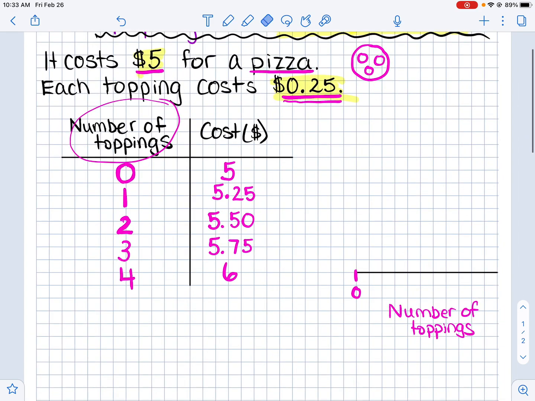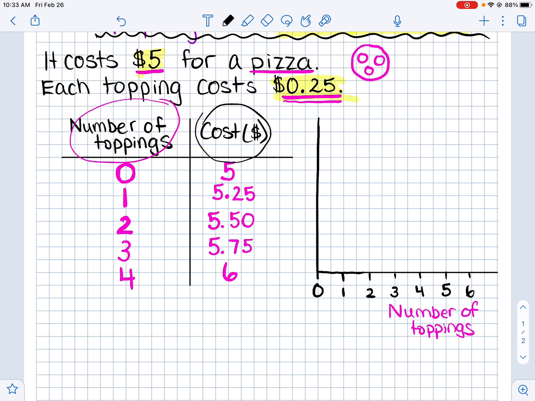So maybe, actually, I'm gonna move my line over. I'm gonna start over here. Okay, so I'll make 0, and then I'm going to go up by 1, 2, 3, 4, 5, 6. And then we put this one on the side. So cost in dollars. So always start 0 at the very bottom, 0. And then I'm going to go up by the same. 1, 2, 3, 4, 5. Ooh, that's actually tricky. 6. That's a hard scale.